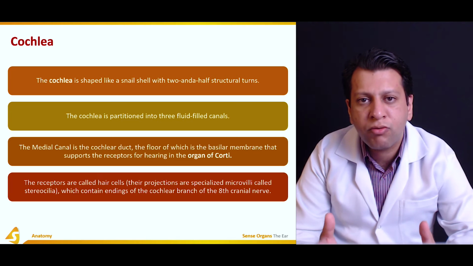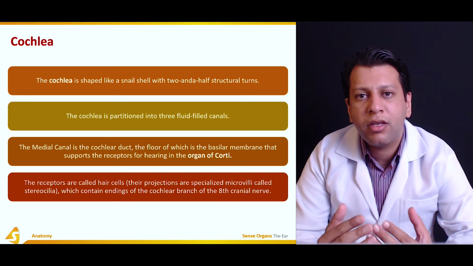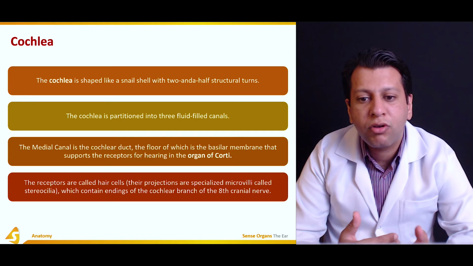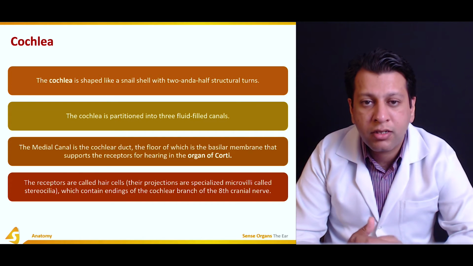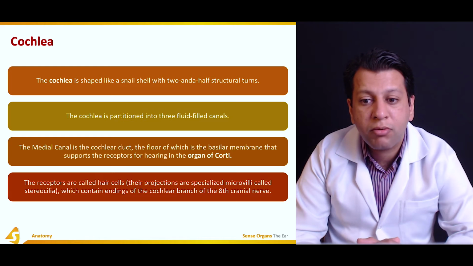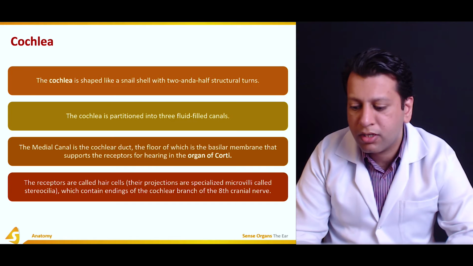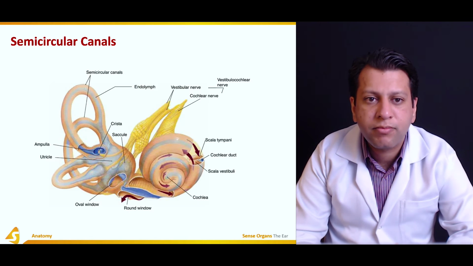stereocilia to vibrate, and this vibration would result in the transmission of neural impulses, and these impulses are actually carried through the eighth cranial nerve, eventually the cochlear branch, which, as the eighth is vestibulocochlear, so the cochlear part is actually concerned with hearing here.